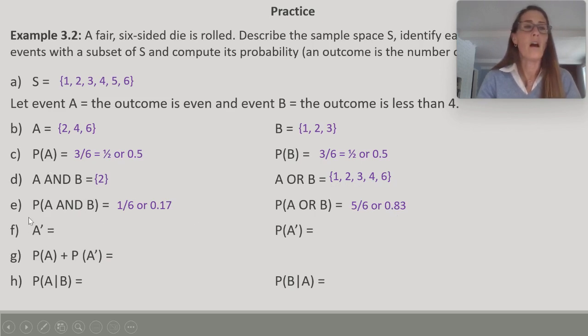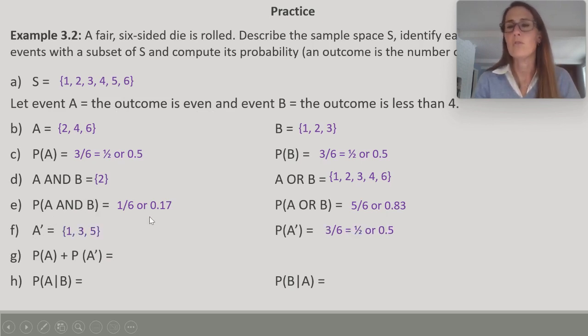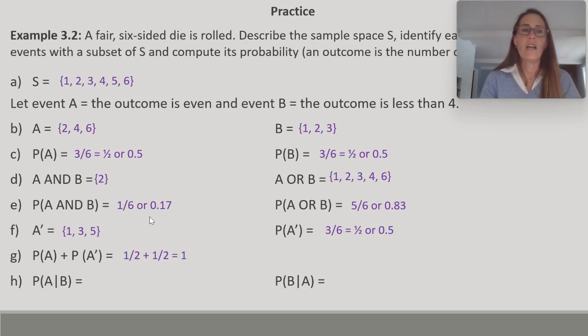Now, the complement of A is going to be the outcome is odd. So it's going to be 1, 3, 5, all the things that are not in A. And then the probability of that is also 1/2. So we had 1/2 plus 1/2 equals 1. They're not always going to be 1/2, but they will always add to 1. The probability of an event plus the probability of its complement will always add to 1.